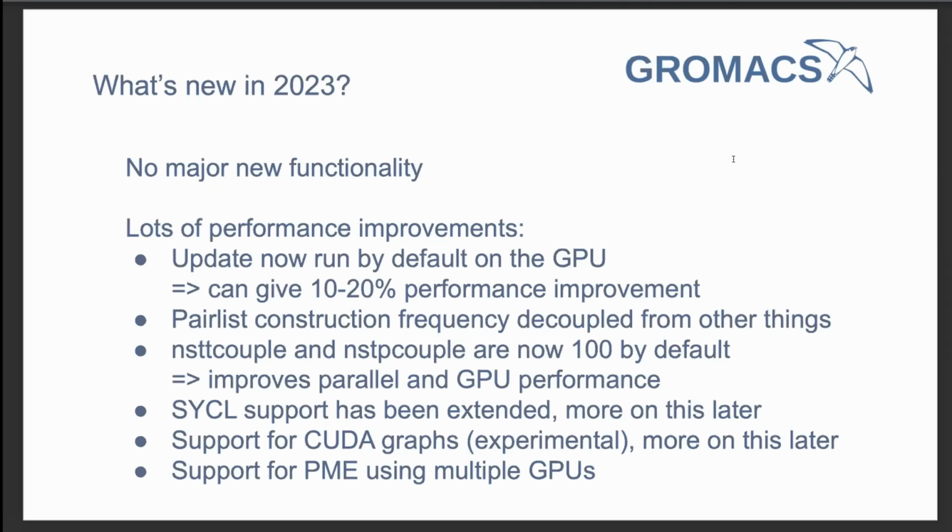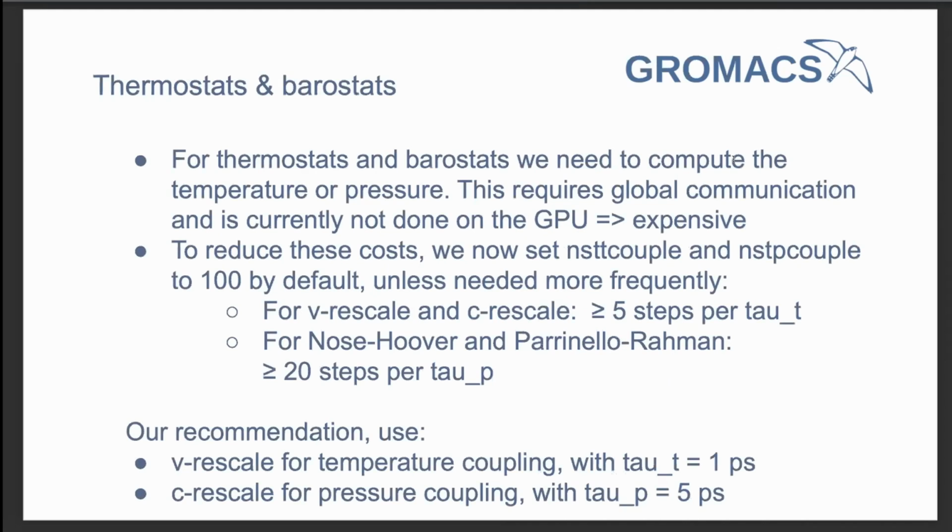Okay, so I'll just mention the thermostat and barostat improvements. The general issue is that to apply a thermostat or a barostat, we need the temperature or the kinetic energy, and for a barostat, we also need the pressure. And these are global quantities, so we need to communicate over all ranks, processes involved in the simulation. This is expensive, so we want to avoid doing this too often. To reduce these costs, we introduced quite some time ago that we don't need to apply the thermostat and the barostat every step, but every n steps, and that's what NSTTCOUPLE and NSTPCOUPLE are for.